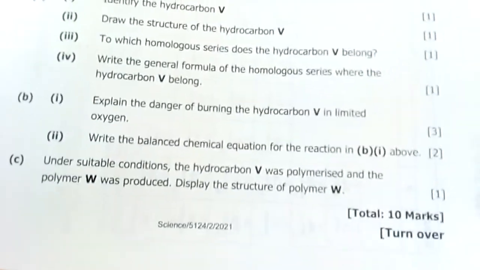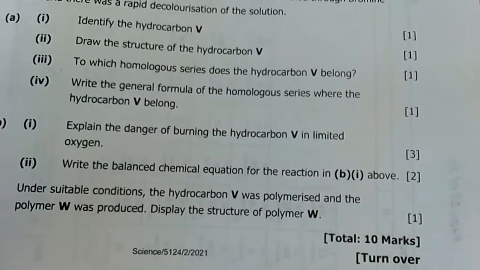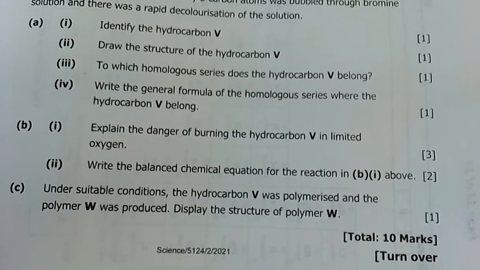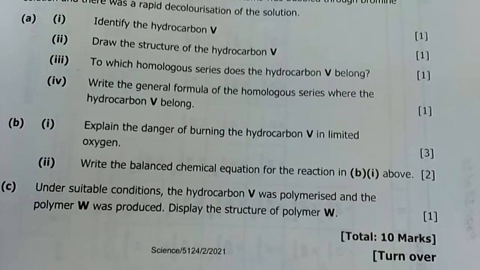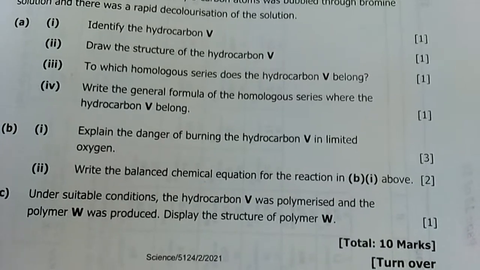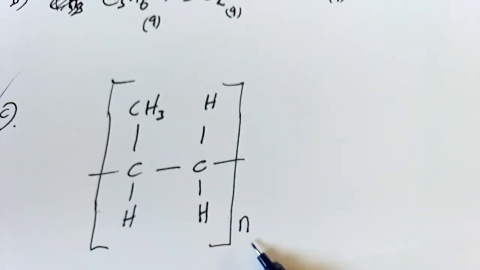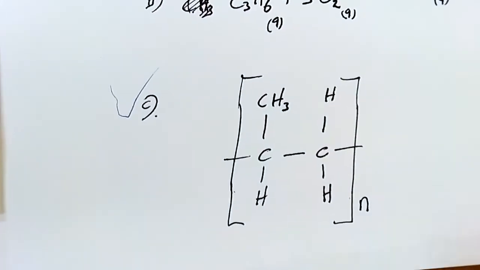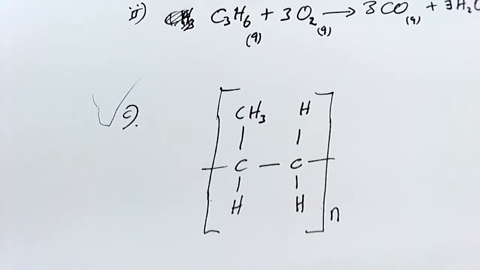My last question there reads, under suitable conditions, the hydrocarbon V was polymerized, and a polymer W was produced. Display the structure of polymer W. The structure would be this, okay, where N is the number of monomers that have joined to make this polymer here. Okay, so that is the end of this paper.